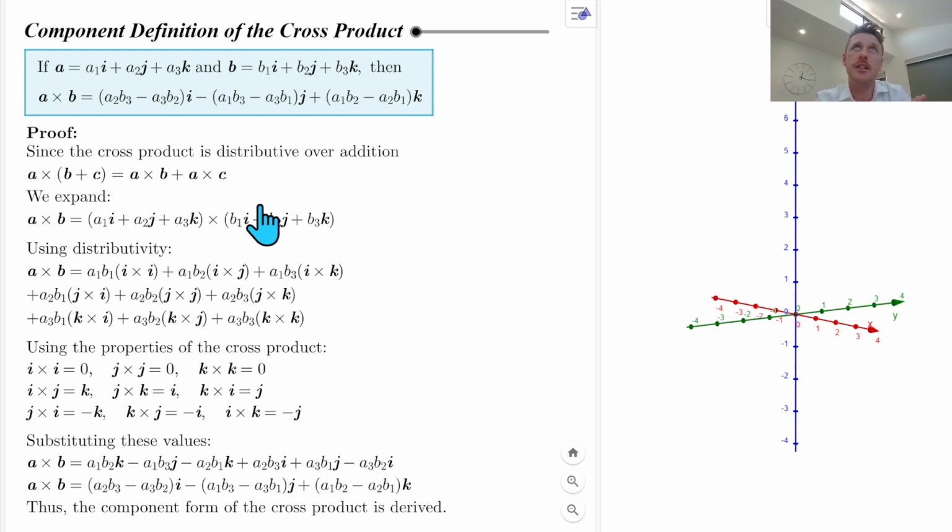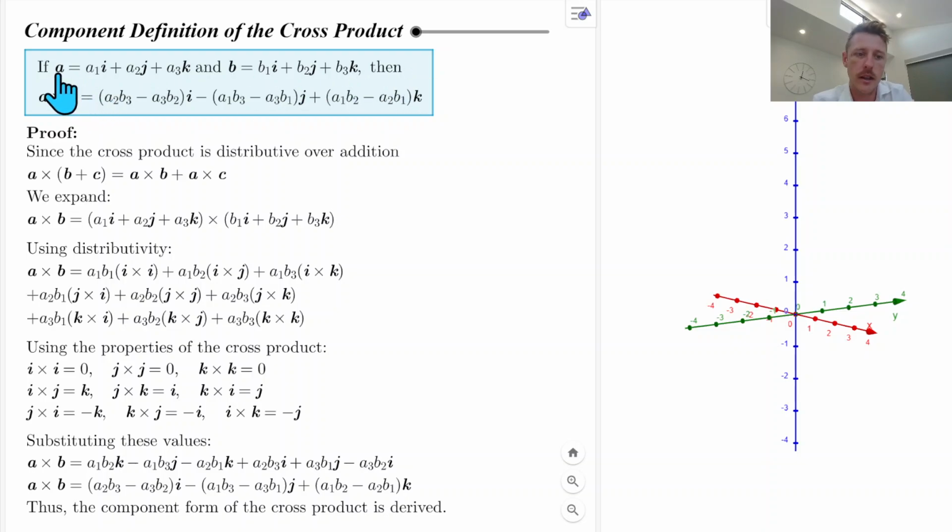Okay, so we've spoken about the geometric interpretation of the cross product, which is very important. But what if we just want to do it using the components? We just want to crunch the numbers and we want to work out the component definition of the cross product. Well, what we're going to do is we're going to invoke this interesting rule. So, sorry, before we get there, let's just talk about this. So this is the component definition of the cross product.